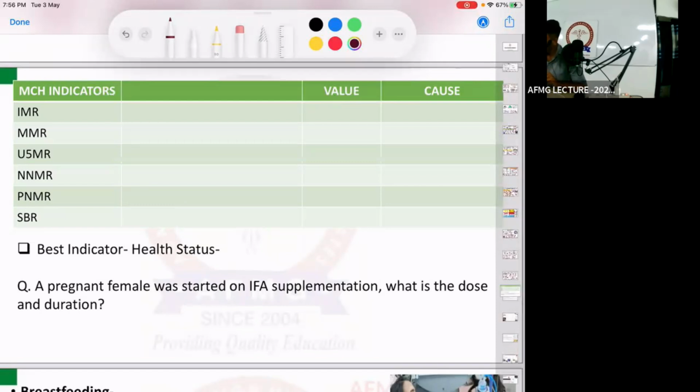MCH indicators. So MCH indicator first is IMR, that is infant mortality rate. It is the number of infant deaths upon total live birth into multiplier, and it is a rate. Value for current IMR according to the recent SRS 2022 survey.